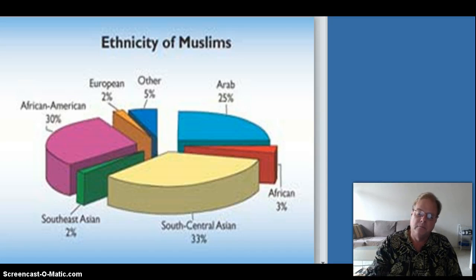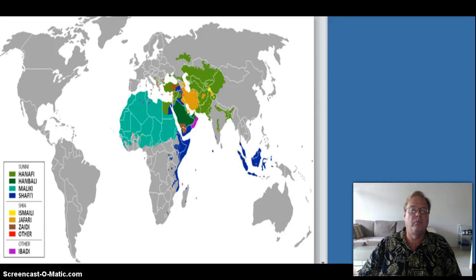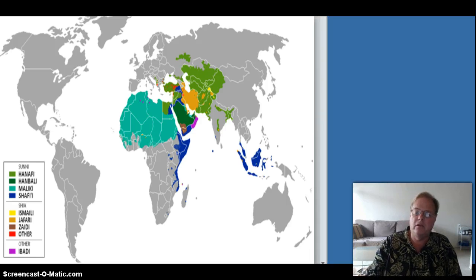Okay, and then here is a breakdown of where Islam is located throughout the world, and the different kind of sects which are dominant in those particular areas. And this is broken down between the Sunnis and the Shiites, and then within Sunnism and Shiism those are broken down as well. Okay, and we will be discussing this later on in the slideshow.